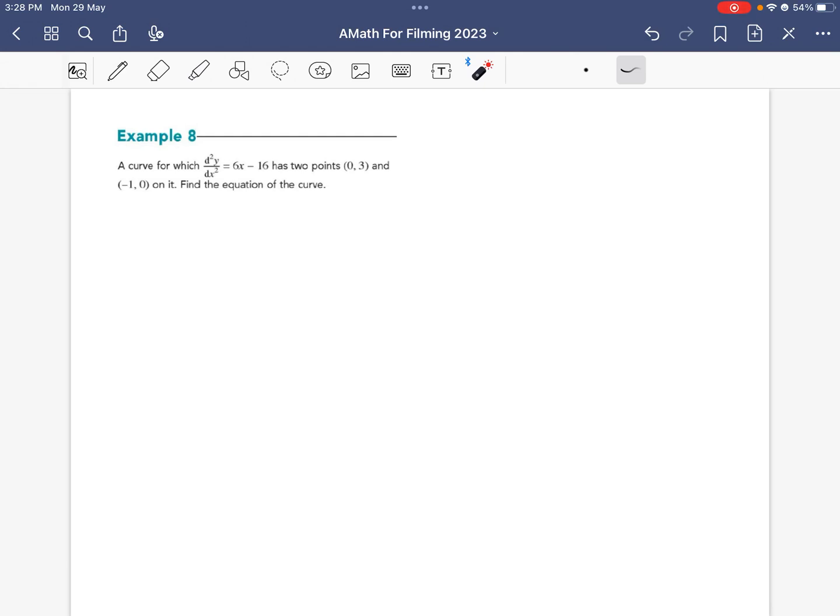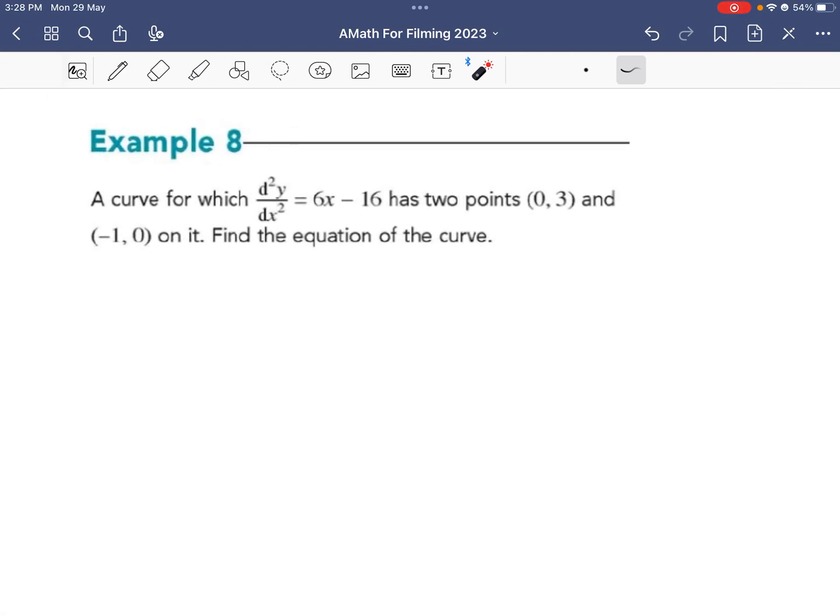Okay, last example for 16.1. Now a curve for which the second differential is 6x minus 16 has two points on it. Find the equation of the curve. So notice that now we are at the second differential. If we differentiate twice to reach the second differential, it means that we have to integrate twice to get back to the equation of the curve itself.